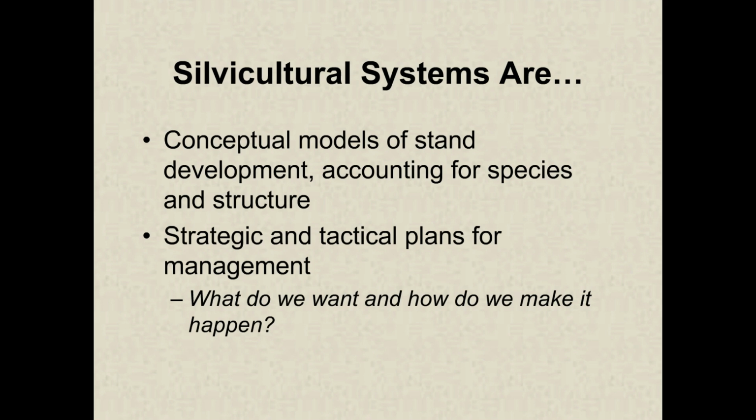Okay, so getting to the kind of punchline here, silvicultural systems. If we're talking about them in general, they're a conceptual model of stand development. So we are going to either mimic something roughly that we know a species or forest type can go through, or we're going to invent a new one for our needs. But it takes into account species characteristics and stand structure. It's really kind of a strategic plan. When you talk about a silvicultural system, you're not talking about an individual treatment. You're talking about a potential series of treatments and an outcome over time.